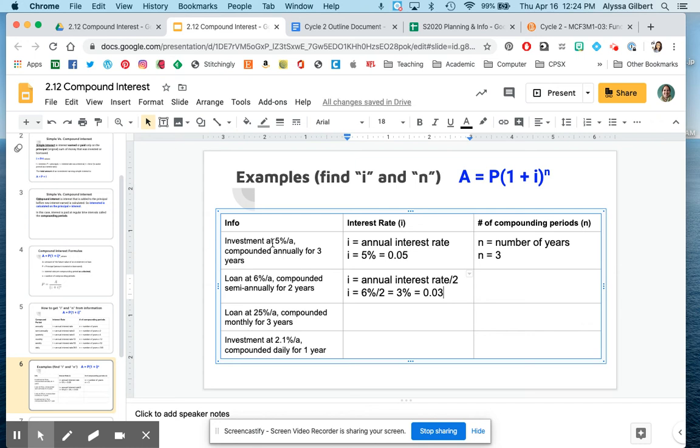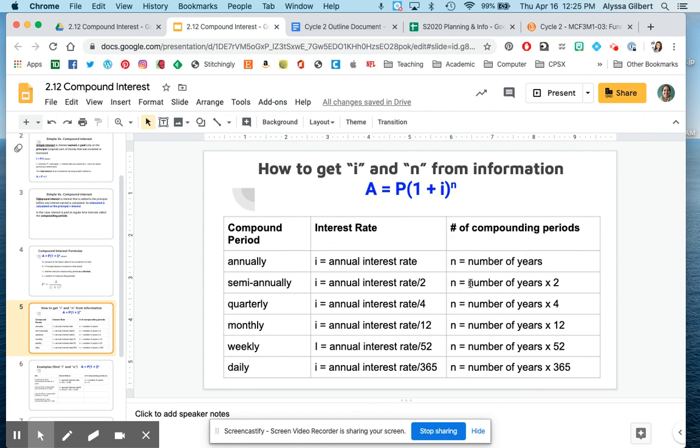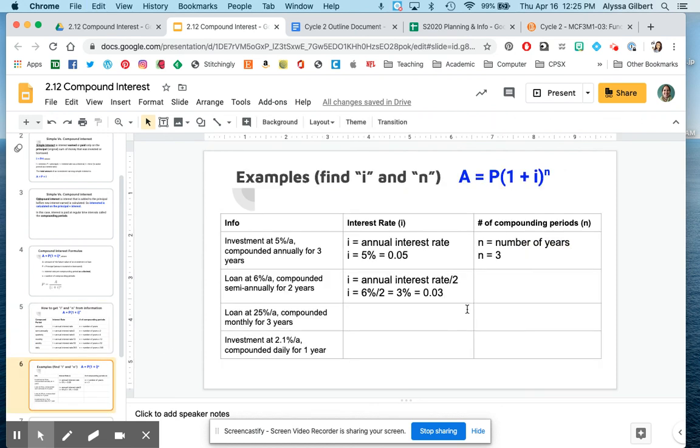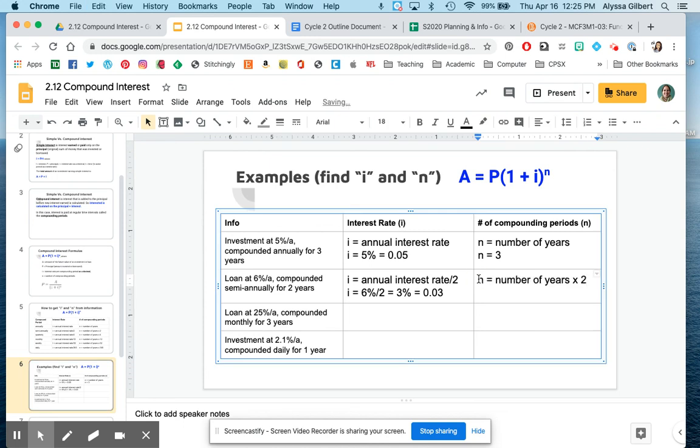Okay, now what about number of compounding periods? Well, remember, compounding semi-annually means we're compounding twice a year, and we're doing that for 2 years. So remember, you're going to multiply the number of years that you're compounding for by 2. So N is equal to 2 years times 2, which is equal to 4.